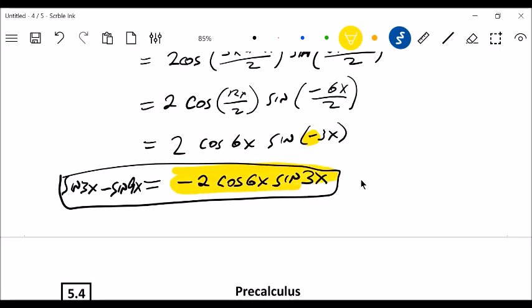So we can't go further with this because the 6x and 3x cannot be added or multiplied there. But we have simplified it down as much as possible. Okay, so those are 4 examples. Well, 2 of them for changing from a product to an adding or subtracting, and the others taking a difference and changing it to a product, like we just did here on this one.